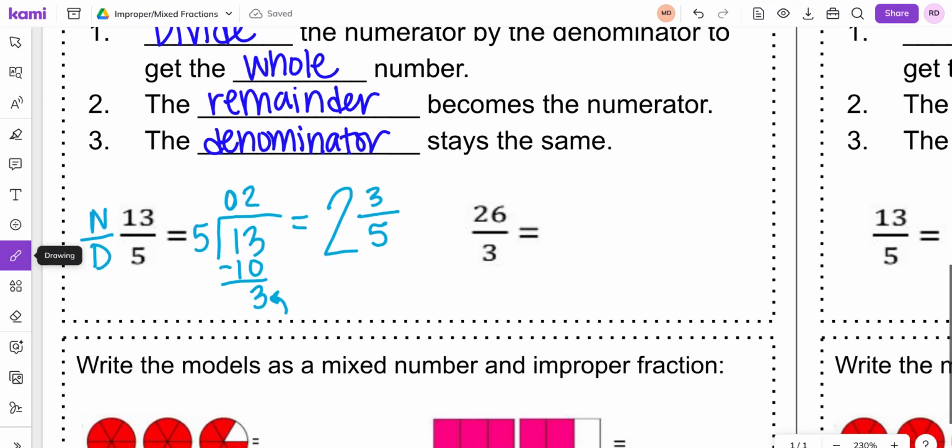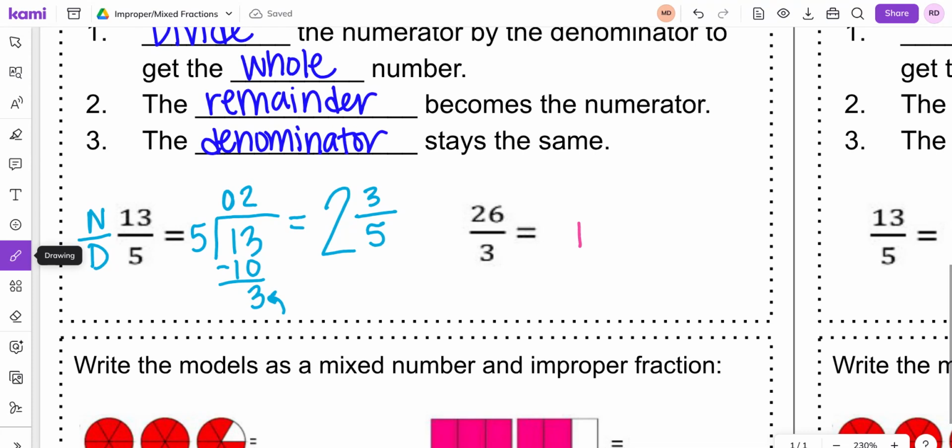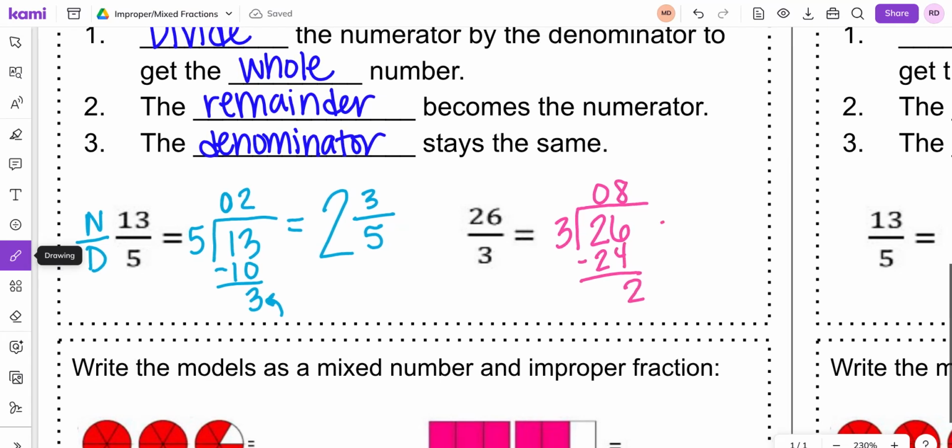We're going to repeat it for this other example. So here's our division symbol. Our numerator is going to go inside. Our denominator is going to stay outside. 3 cannot go into 2, but 3 can go into 26, and that's going to be 8 times. 3 times 8 is 24. And 26 minus 24 is 2. So now we have all of our parts. So we have 8 wholes, a numerator of 2, and a denominator of 3.